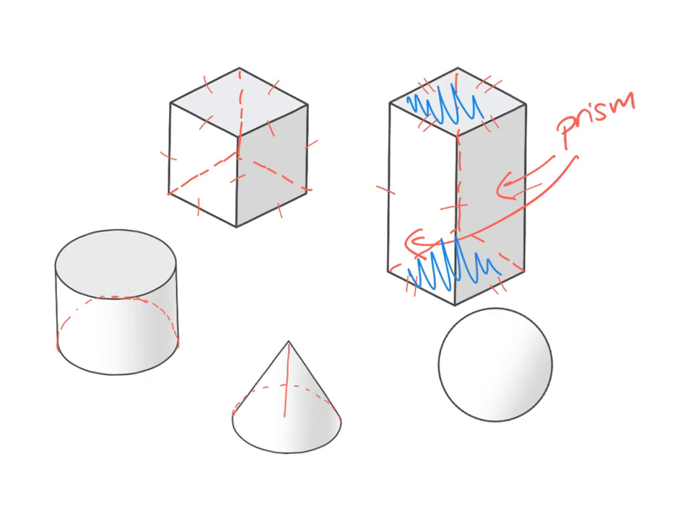Have you got a top and a base which are congruent, the same shape, exactly the same size, and all the sides joining them are rectangles? Then it's a prism. Could be a hexagon on the top, could be a triangle on the top, could be a square on the top.